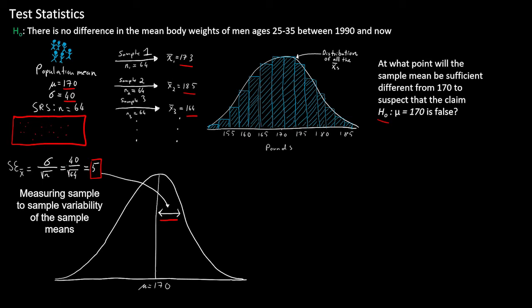So now we can use this info to look at some specific examples. Say let's look at 173 and 185 sample means here. With the sample mean of 173, that's fairly close to 170, right? And based on our null hypothesis, that doesn't provide good evidence against it, which, if you remember, says that there is no difference in the mean body weight of men ages 25 to 35 between 1990 and now.